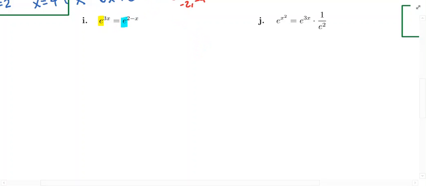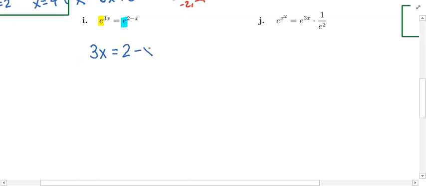The only way a power of e can be equal to another power of e is if the powers are equal. So we're going to take the exponents and set them equal to each other. We're going to get that 3x is equal to 2 minus x. We need to solve this for x.